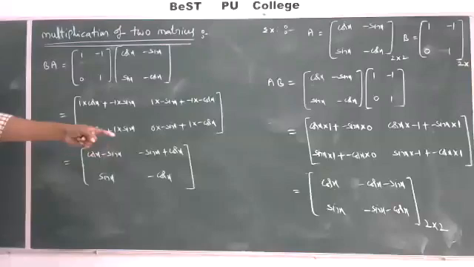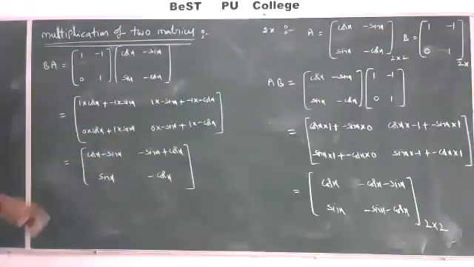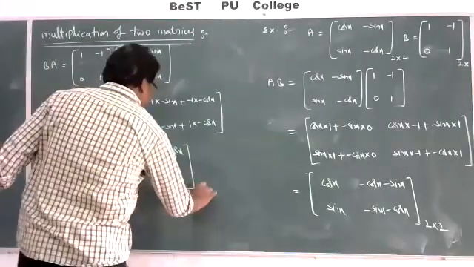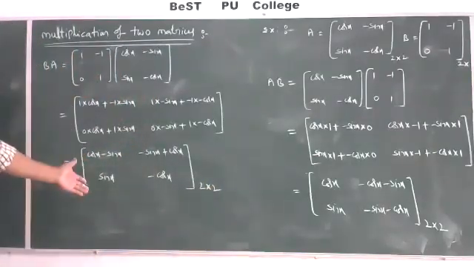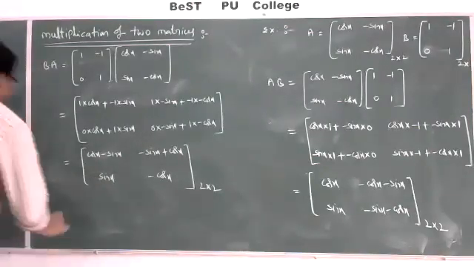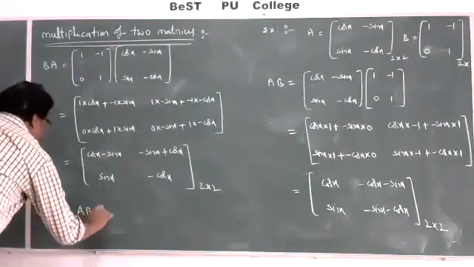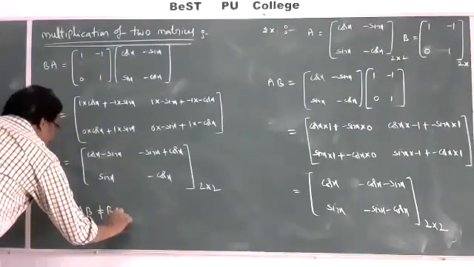So verify whether the AB value and BA value are equal. Are both matrices equal matrices or not? Not equal. That's why AB is not equal to BA.